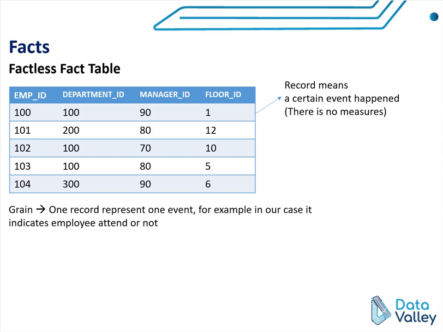The grain in this type of fact table is that one record represents one event. For example, in our case, whenever one employee signs in to or accesses a certain floor in a certain department, we will insert a record in our fact table. So the lowest level of detail in this fact table is attending, signing in, or accessing a certain floor. As you can see, this type of fact table is used in very special cases and it's not common.